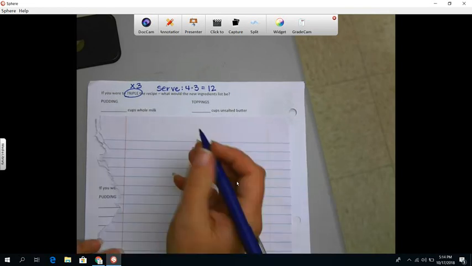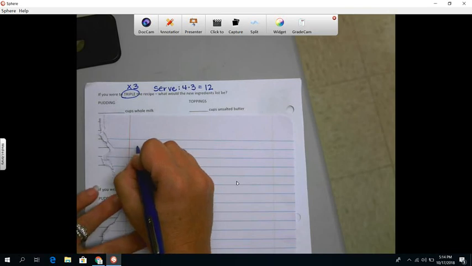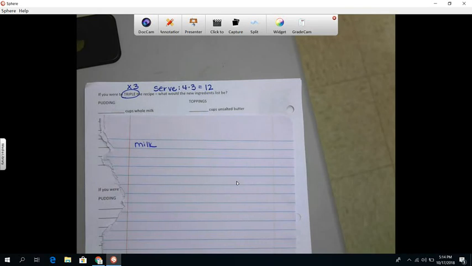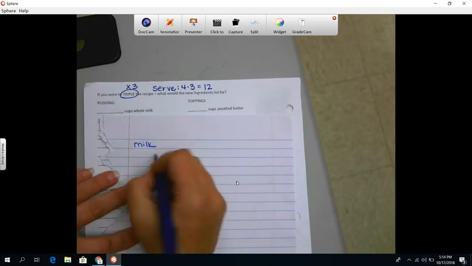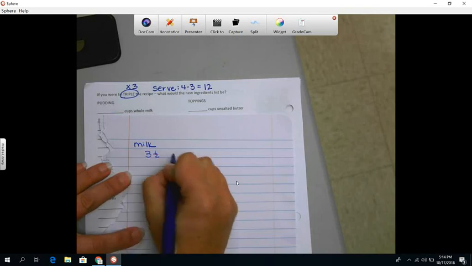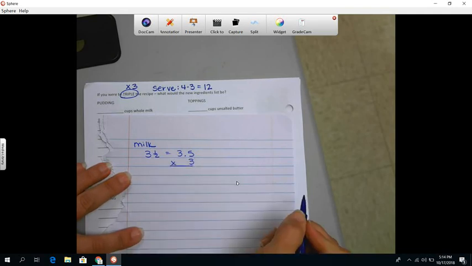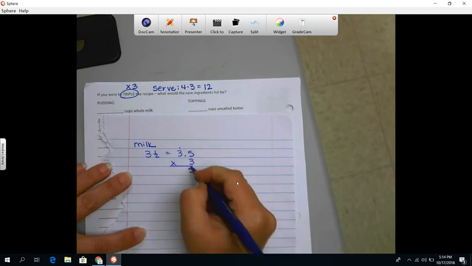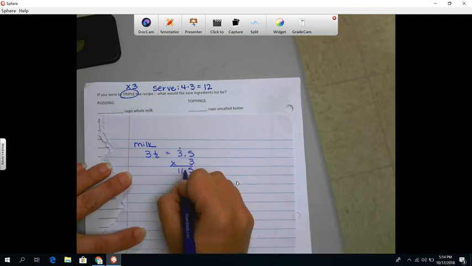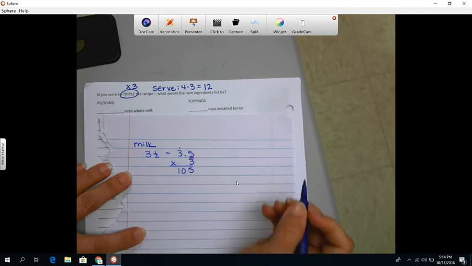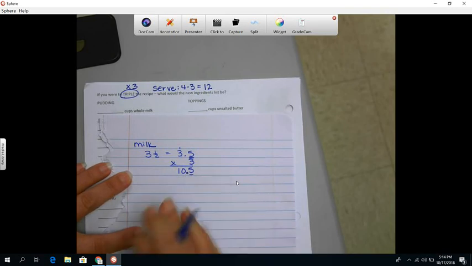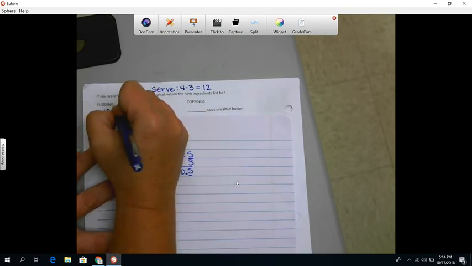So we're going to go back up. For our pudding, we need milk. And for our recipe for milk, we need 3½ cups of milk. And so we know that 3½ is the same thing as 3.5. We're going to multiply that by 3 now, not by 2 because we're tripling it. 5 times 3 is 15. Carry your 1. 3 times 3 is 9, plus 1 is 10. Right here, we have one number past our decimal, so we need to make sure we move it over once to the left. So now I'm going to serve 10½ cups of milk.